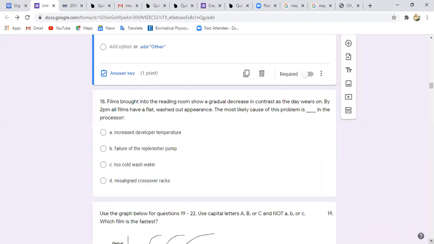18, films brought into the reading room gradually decrease in contrast as the day wears on. By 2 p.m., all films have a flat, washed out appearance. What's the most likely cause of this issue? Of course, don't say it is A. A will actually have nothing to do with decreasing contrast.